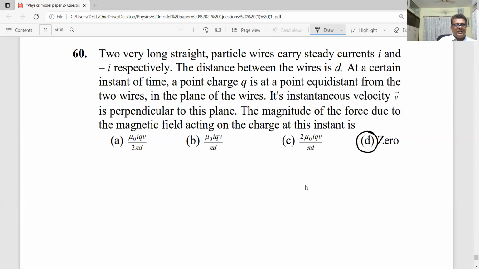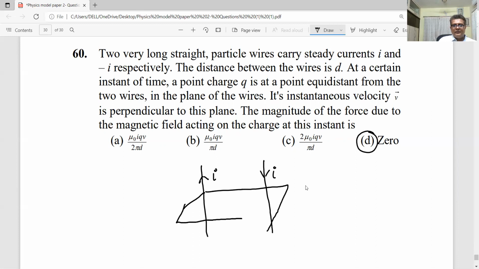You can see that clearly. What is the direction of the field and what is the direction of velocity? Instantaneous velocity is perpendicular to the plane, right? Let me make it this way. These are the wires carrying current I, and this carries the current I this way. Let's assume that this is the plane of the two wires which are passing. Now, what is the direction of velocity? The direction of velocity is this v vector.